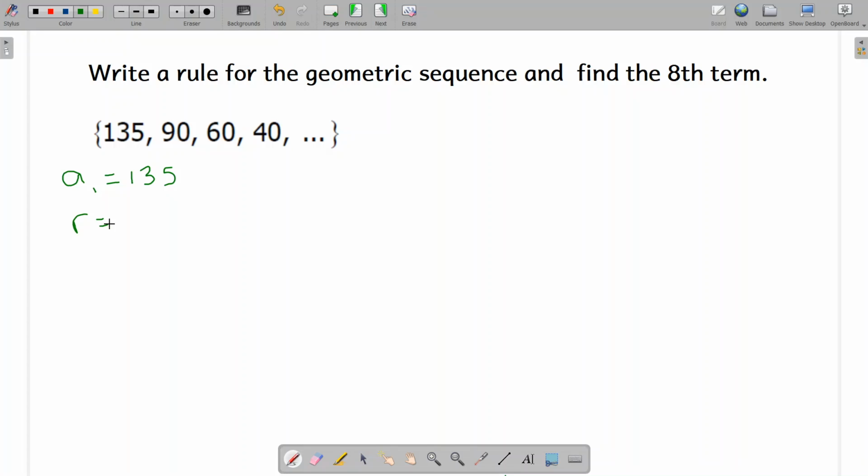Since we know it's geometric and there has to be a common ratio, what I would do is pick 2 terms, take the last one that you choose, and divide it by the one before it to get that common ratio. So 40 over 60 is going to reduce to 2/3. Then we can verify that we are in fact multiplying by 2/3 each time in this sequence. So now I have my common ratio as well. Let's go ahead and write our rule.